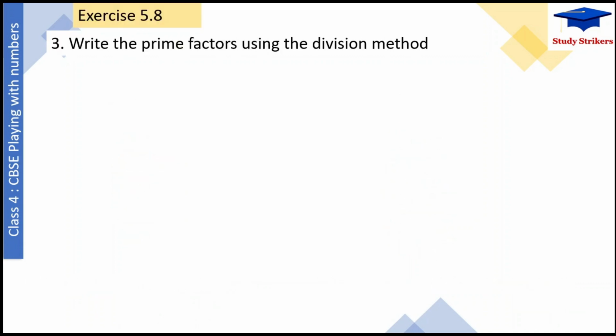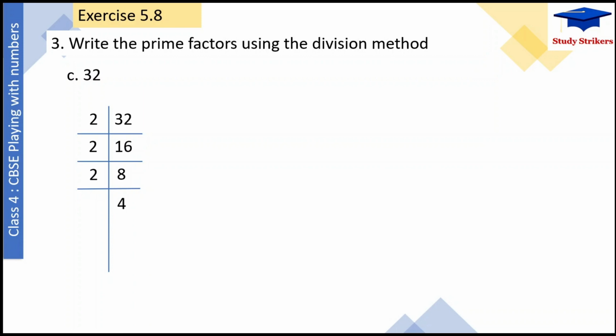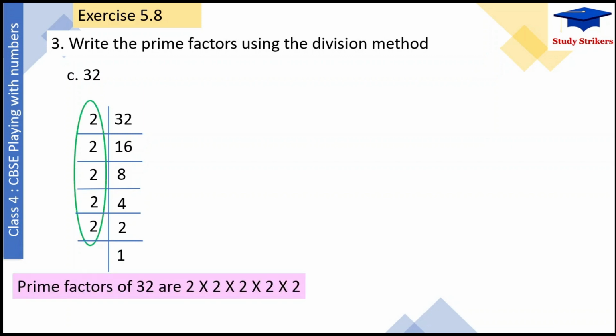Okay, next we have to find prime factors of 32. So here we go, 32. First we will divide by 2. We will get 16. Divided by 2, we will get 8. Divided by 2, we will get 4. Divided by 2, we will get 2. And finally 1. So prime factors of 32 are 2 into 2 into 2 into 2 into 2.